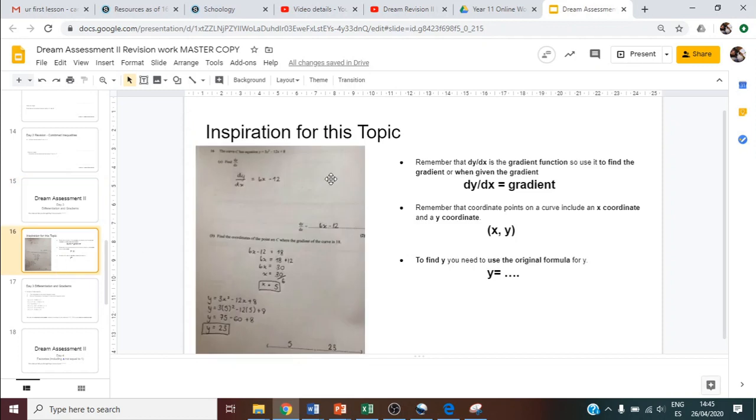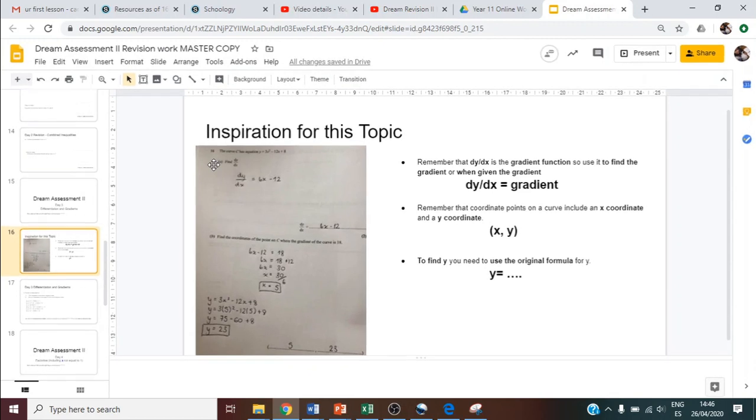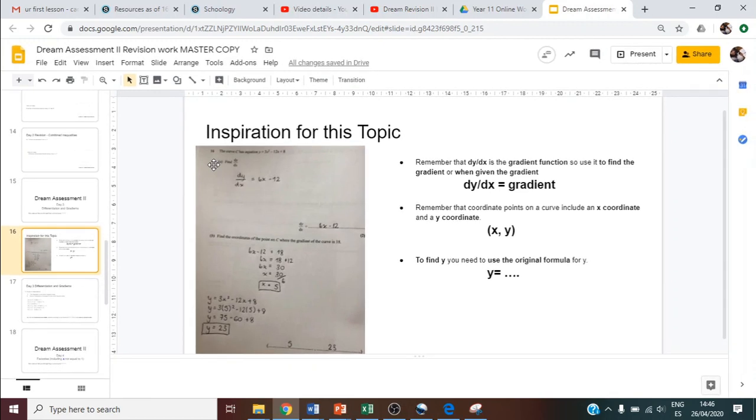Okay, so our inspiration for this topic was, it's difficult to read, it's so small. I think that's question 14? Question 16. It's question 16 from the 2016 paper 4 of January.